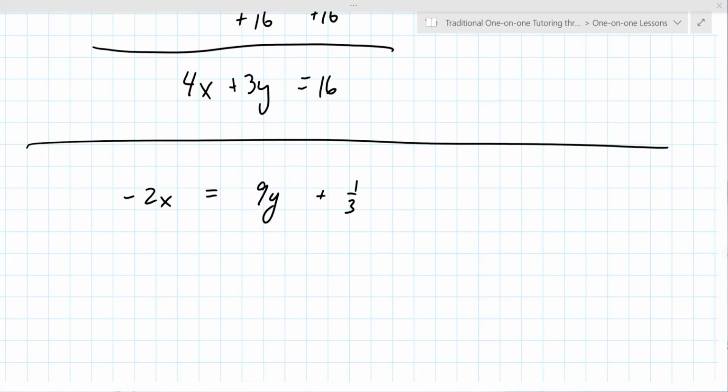I'm sorry, x and y are not both left of the equal sign. So how do we get them both left of the equal sign? How do we move the one that's not left or right? How do we move the 9y? How do we move this over? What's the math operation to do that?